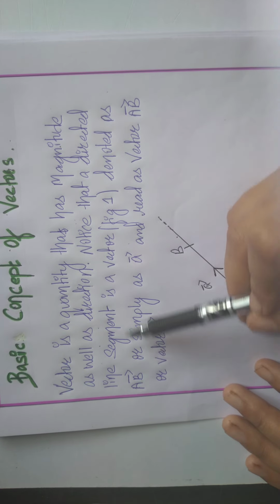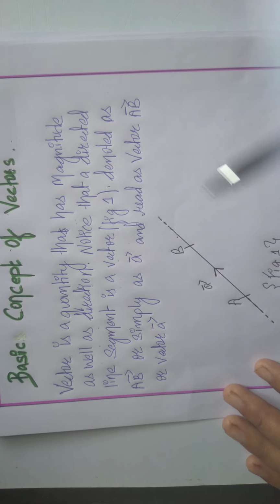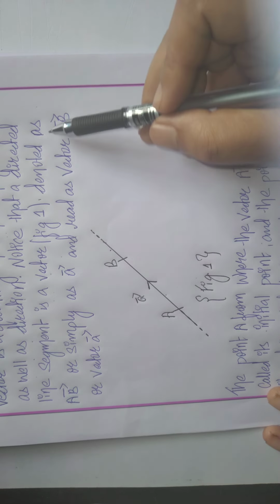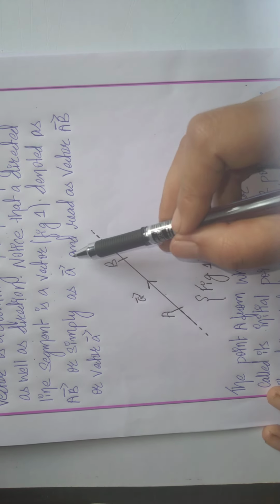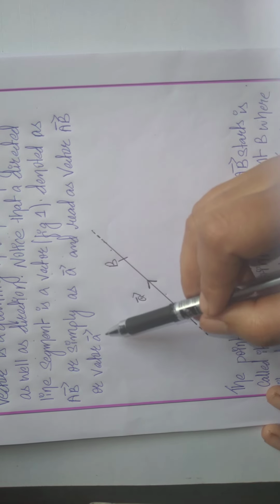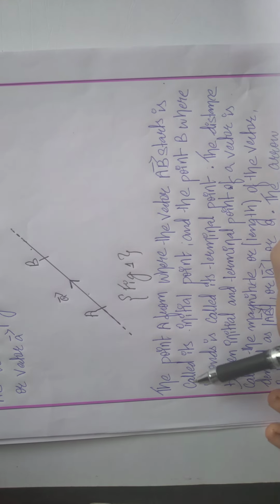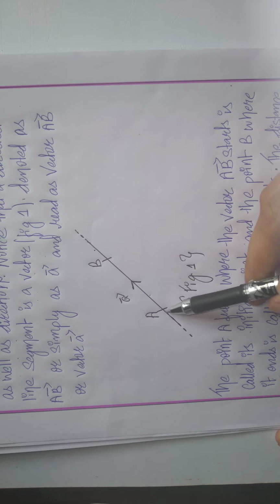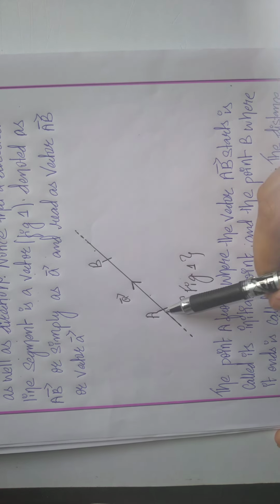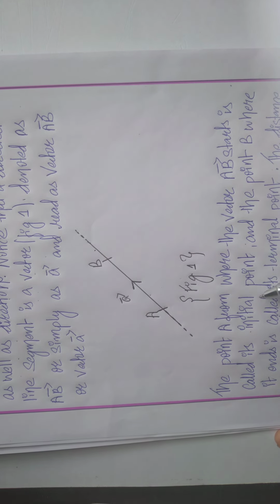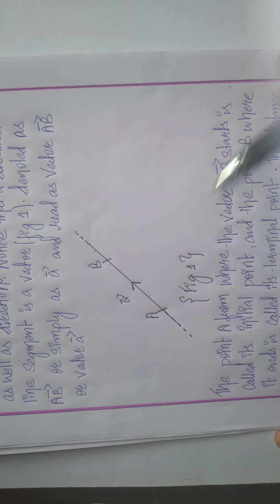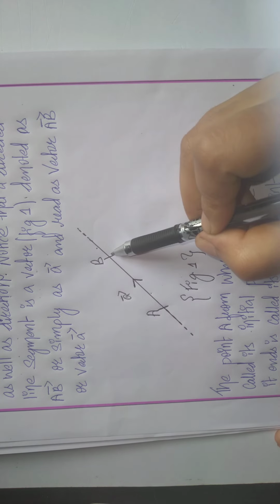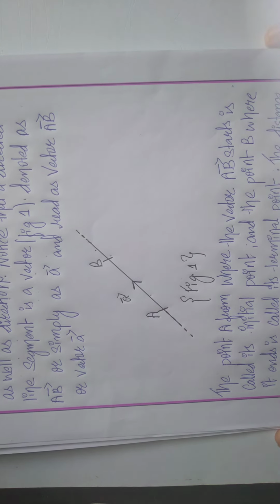Notice that a directed line segment is a vector, figure 1. This one is a vector denoted as AB or simply as vector A, and read as vector AB or vector A. The point from where the vector AB starts is called the initial point, this point A, and the point B where it ends is called its terminal point.